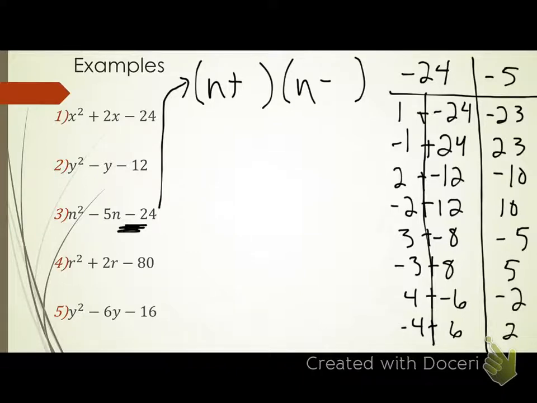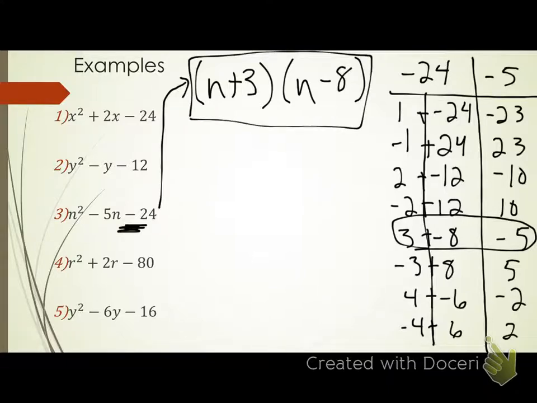So which two numbers are going to go into my parentheses? 3 and negative 8. Go ahead and circle them. Which one gets the plus sign? 3. The minus sign goes with the 8. There'd be my answer for number 3. Any questions there? Not too bad? We all right with it? We all right with the T-chart? Getting more comfortable with it?